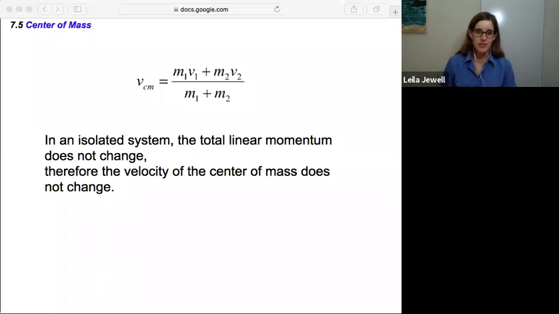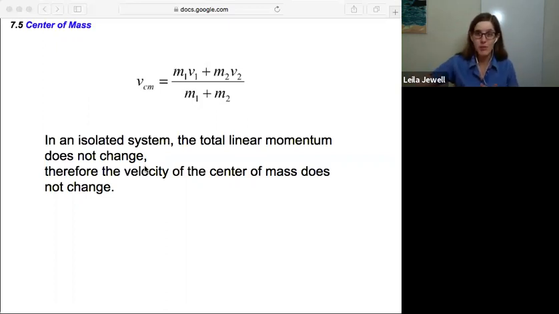What does this mean? Well, in an isolated system, so again, assuming that you've already determined it's an isolated system, the total linear momentum does not change. Therefore, the velocity of the center of mass also does not change. So in my equation for the speed of the center of mass, that point that's the effective center of even two objects that are not connected, there's a center of mass of these two objects. If these two objects are moving in an isolated system, their center of mass velocity is going to be constant throughout.